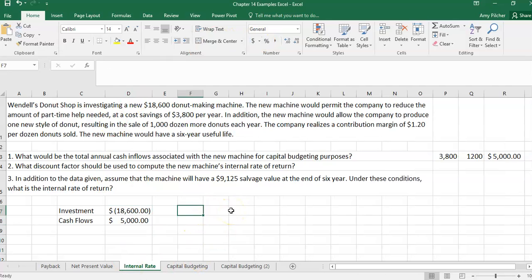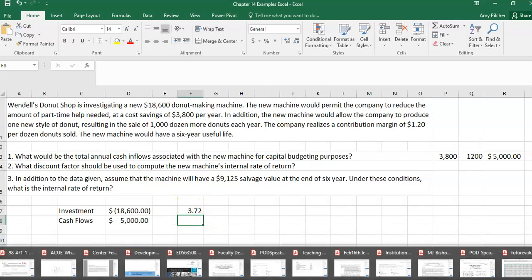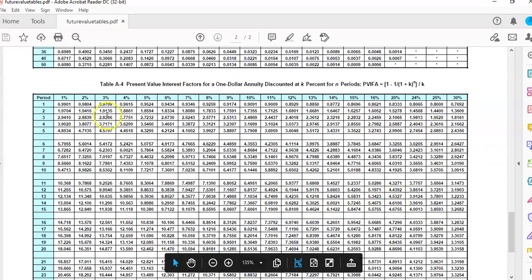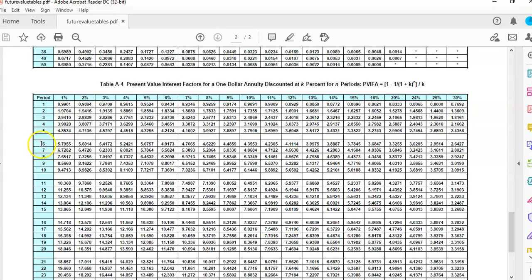And we're looking for our internal rate of return. So we're going to take 18,600 divided by 5,000, and we get 3.72. To find the internal rate of return, we go back to our factor tables. It's a 6-year useful life, and we're going to go along this 6-year line until we find 3.72.